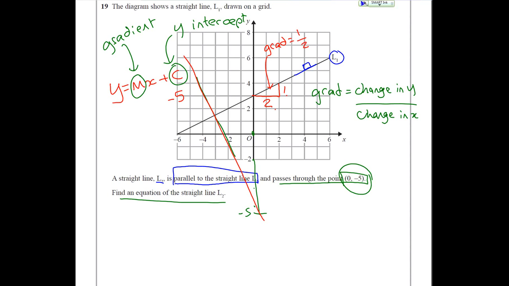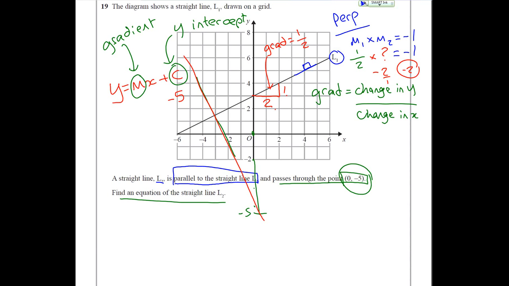Now you might know something about perpendicular gradients, but this is more A-level. For perpendicular gradients, the two gradients multiplied together give you minus 1. So if we want a gradient that's perpendicular to a half, what do we have to times it by to get minus 1? Well, the answer is you can just flip the fraction over and put a negative, minus 2 over 1, or just minus 2. Some people call this the negative reciprocal.